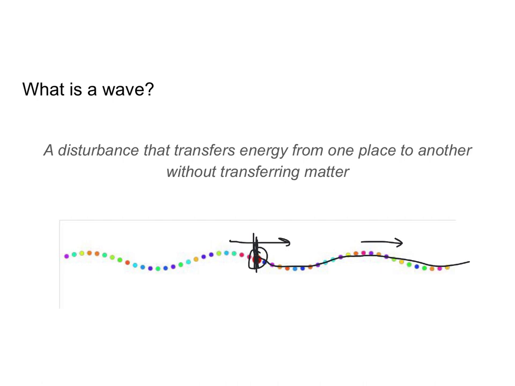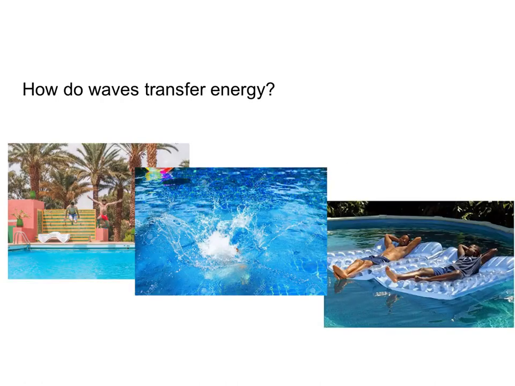Potential energy is going up and then going back down, and up and down, but it's not changing anywhere. And that's an important part that's going to come over and over: waves transfer energy, but they do not transfer matter. So the stuff is not moving from place to place. And so how do waves transfer energy?